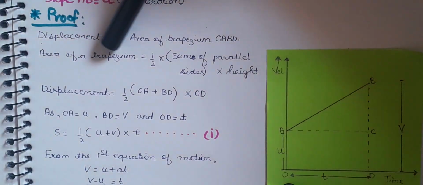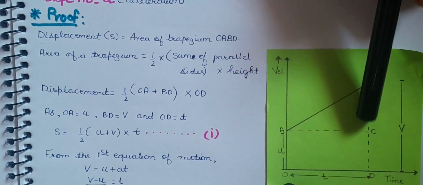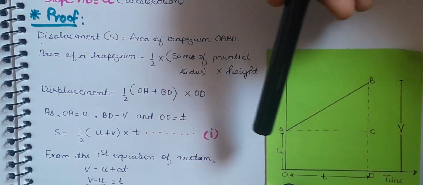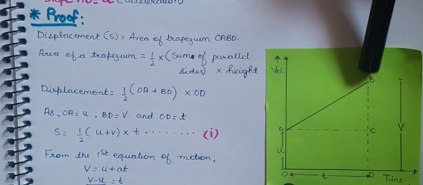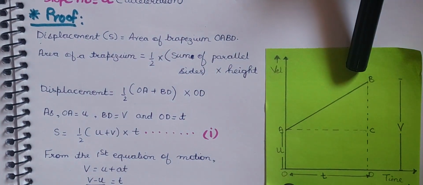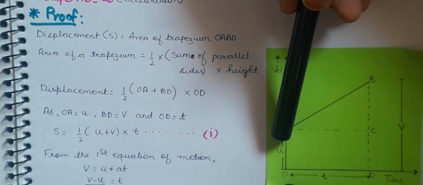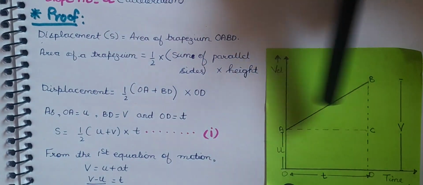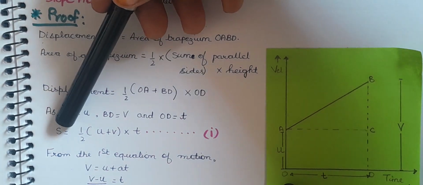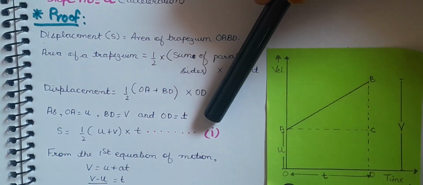Now the formula for the area of a trapezium is half into sum of the parallel sides, these are the parallel sides, into the height of the trapezium. This is the height of the trapezium. Parallel sides OA and BD and the height OD. So if we use this formula, we can calculate the area of the trapezium. Now as OA is equal to U, BD is equal to V and OD is equal to T, if you put the values in the above formula, you get this equation. S is equal to half into U plus V into T. Let this be the first equation.